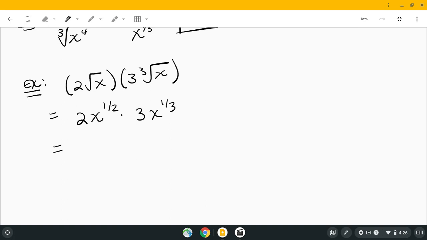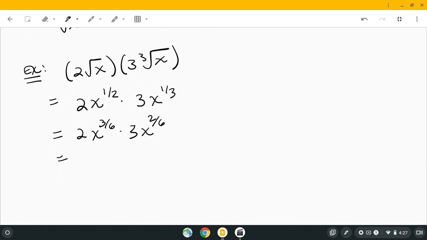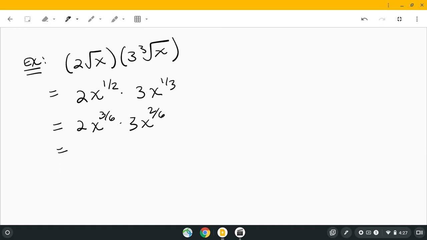And here I would need to add my exponents, but I need common denominator. So common denominator 6. So this is going to be 3 over 6. And this is going to be 2 over 6. And now that the denominators are like denominators, I can go ahead and add those fractions. So we get 6 x to the 5 over 6. Okay.